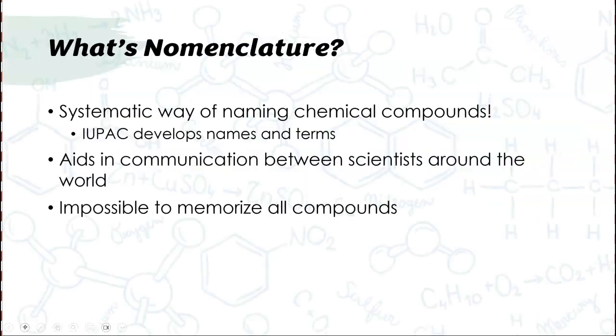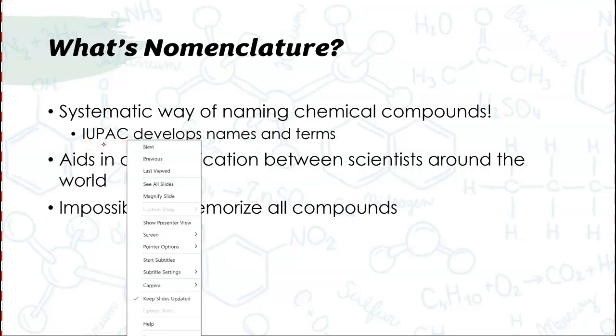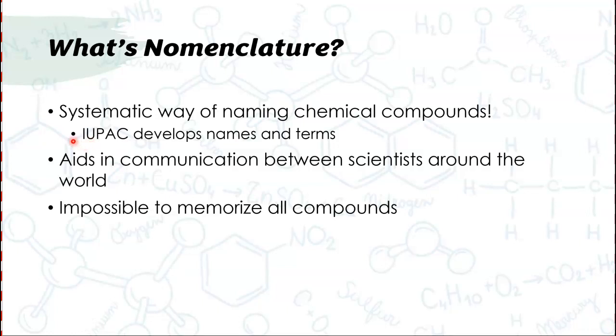So, what is nomenclature exactly? It is a systematic way of naming chemical compounds, and it is developed and maintained by the IUPAC, which is the International Union of Pure and Applied Chemistry. And it's critically important that we have a systematic way of naming because it aids in communication between scientists around the world, and it would be impossible to memorize all compounds. There's nearly an infinite amount of ways that we can combine atoms to make new molecules, and by having a systematic way of naming them, everybody can know what we're talking about even if we discover something new.